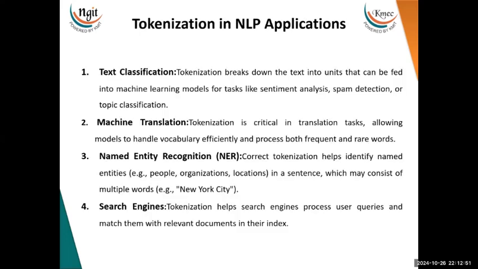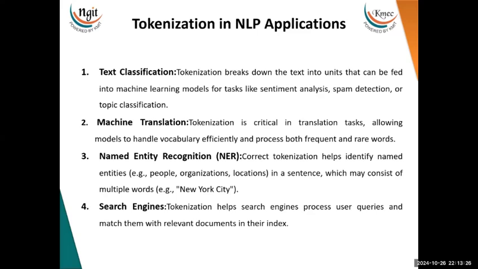Then tokenization and NLP applications, sorry. First one is text classification. Tokenization breaks down the text into units that can be fed into ML models for tasks like sentiment analysis, spam detection, or topic classification. So using the analysis, it will try to detect it. Then second is machine translation. Tokenization is critical in translation tasks, allowing models to handle vocabulary efficiently and process both frequent and rare words.